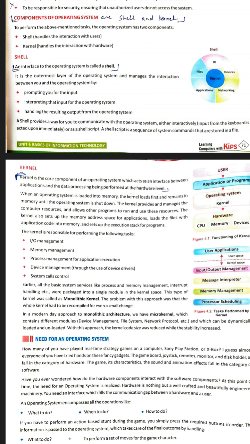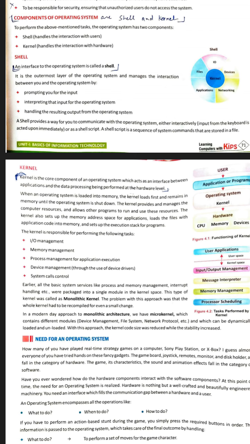Next one is the components of the operating system. The operating system comprises two parts, that is the shell and the kernel. Shell is the outer layer of the operating system, while kernel is the inner layer of the operating system.